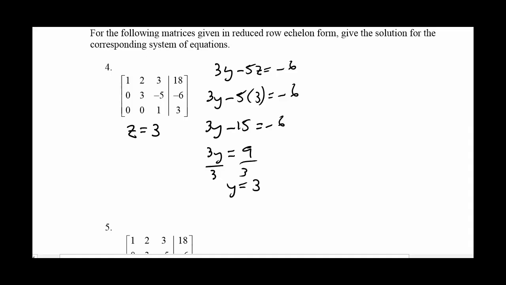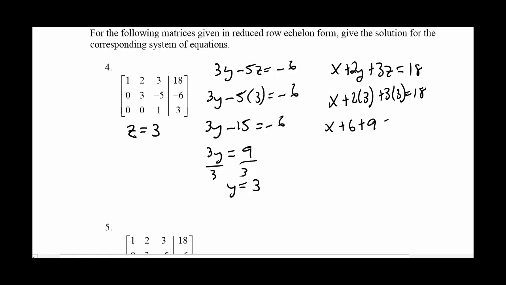And then I'll go to the top equation. And that means x plus 2y plus 3z equals 18. And then substitute in what I already know. So I'm trying to find x. So 2 times 3 plus 3 times 3 equals 18. So I get x plus 6 plus 9. So x plus 15 equals 18. So x in fact equals 3. So just coincidental. So our ordered triple here would be 3, 3, 3.